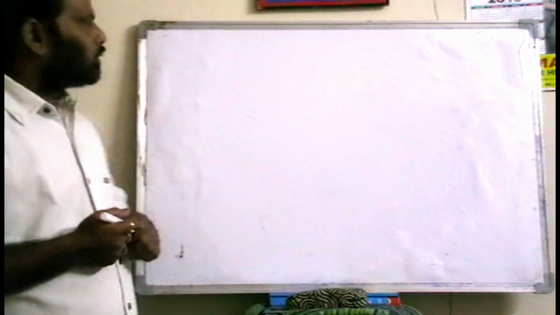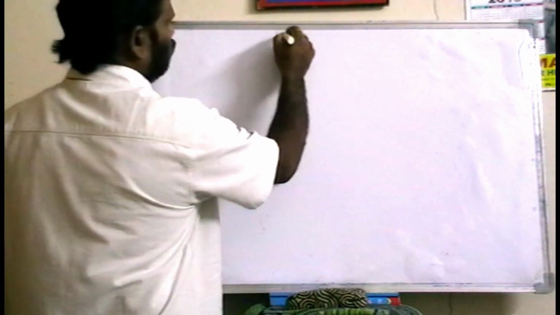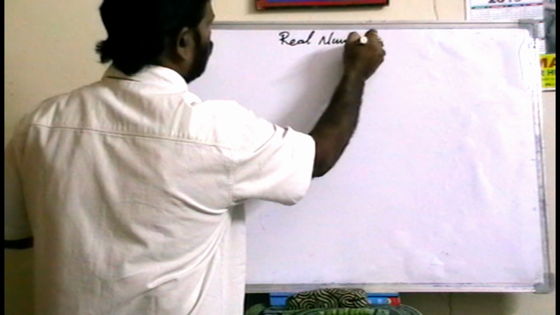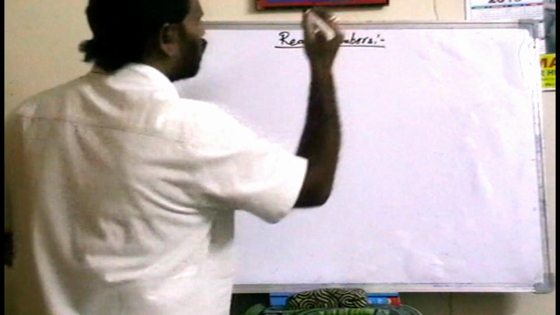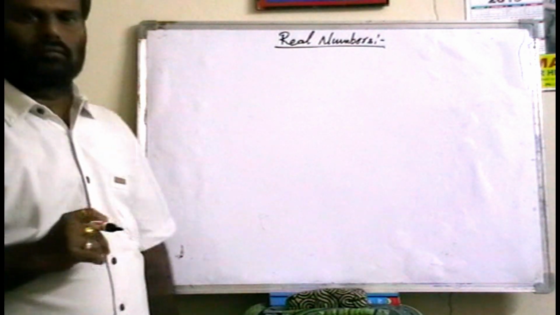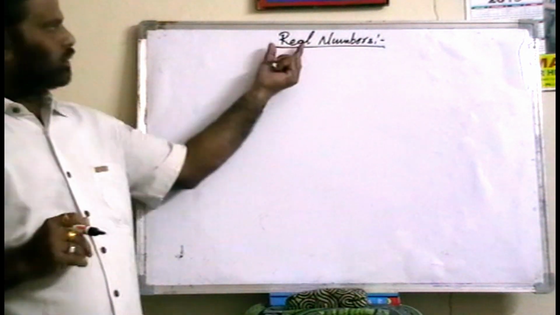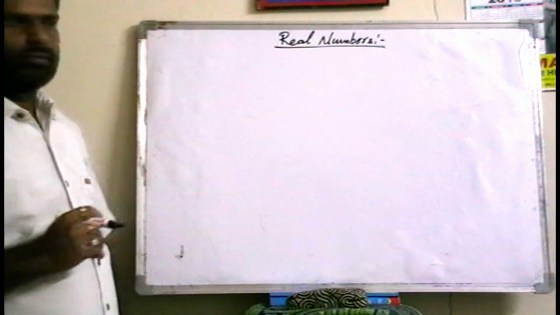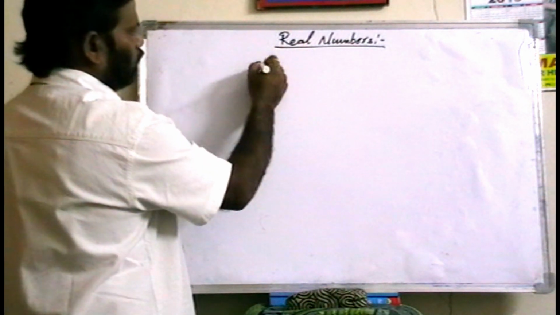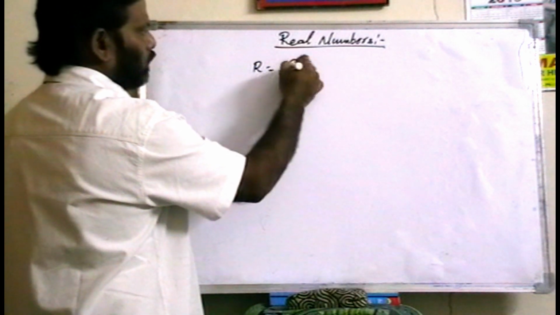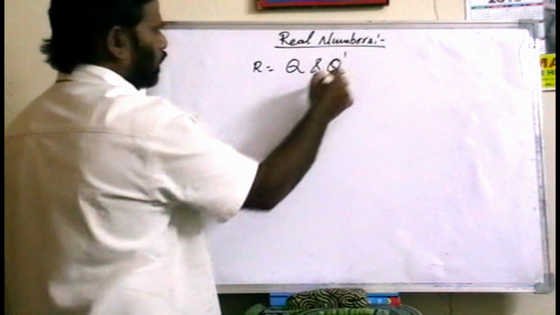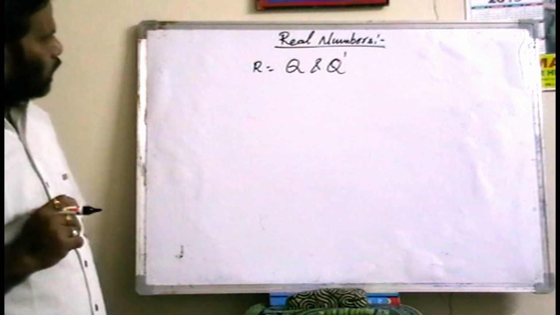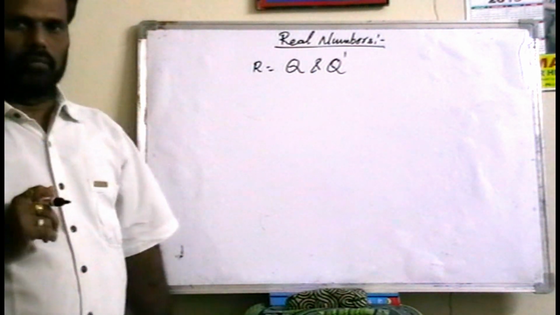Today's topic is real numbers. So first of all, what is meant by real numbers? Which numbers are called real numbers? Real numbers are nothing but rational and irrational numbers. Rational and irrational numbers are called real numbers.